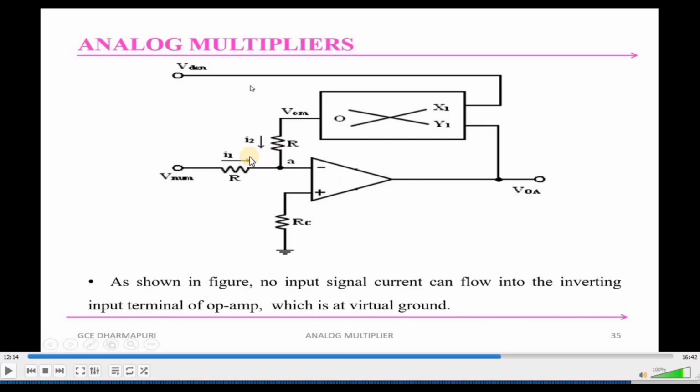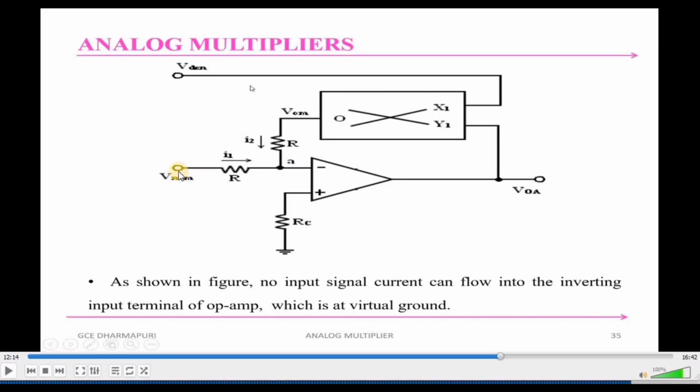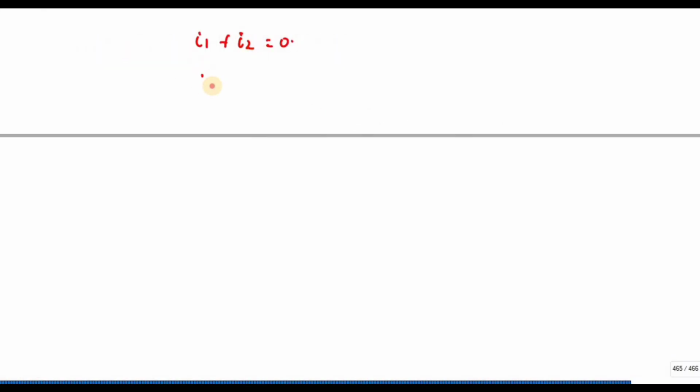Since the incoming current is nothing but I1 plus I2, I can write I1 plus I2 is equal to 0. What is I? I is nothing but current. Current can be written as (VNum minus 0) divided by R. Likewise, I can write (VOM minus 0) divided by R, right? So I can write VNum divided by R plus VOM divided by R is equal to 0.